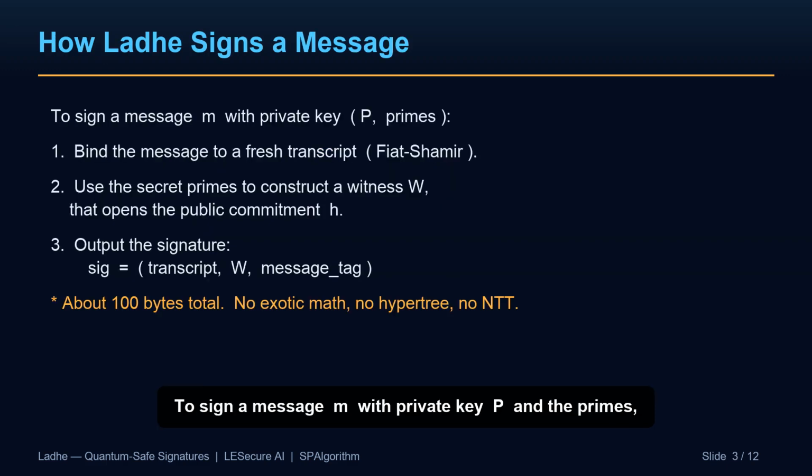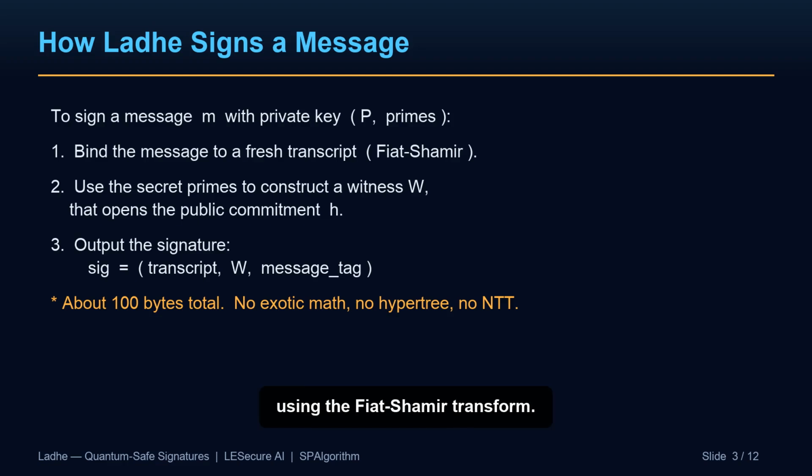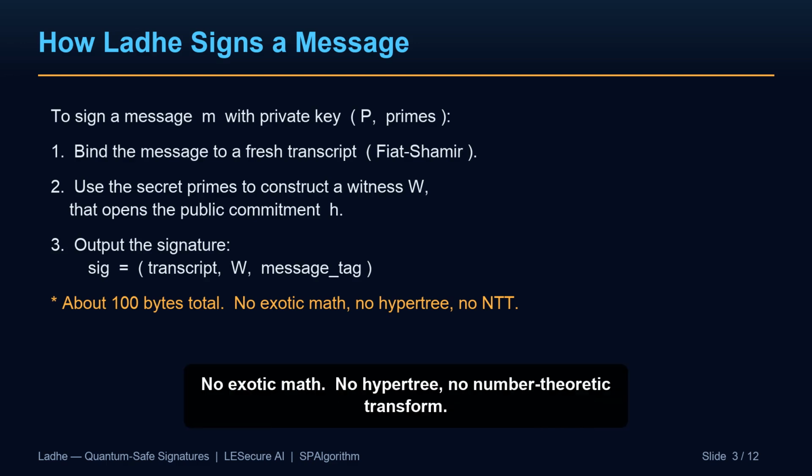To sign a message M with private key P and the primes, Ladhe does three things. First, bind the message to a fresh transcript, using the Fiat-Shamir transform. Second, use the secret primes to construct a witness W that opens the public commitment H. Third, output the signature as the transcript, the witness, and a message tag. About 100 bytes total. No exotic math, no hypertree, no number theoretic transform.